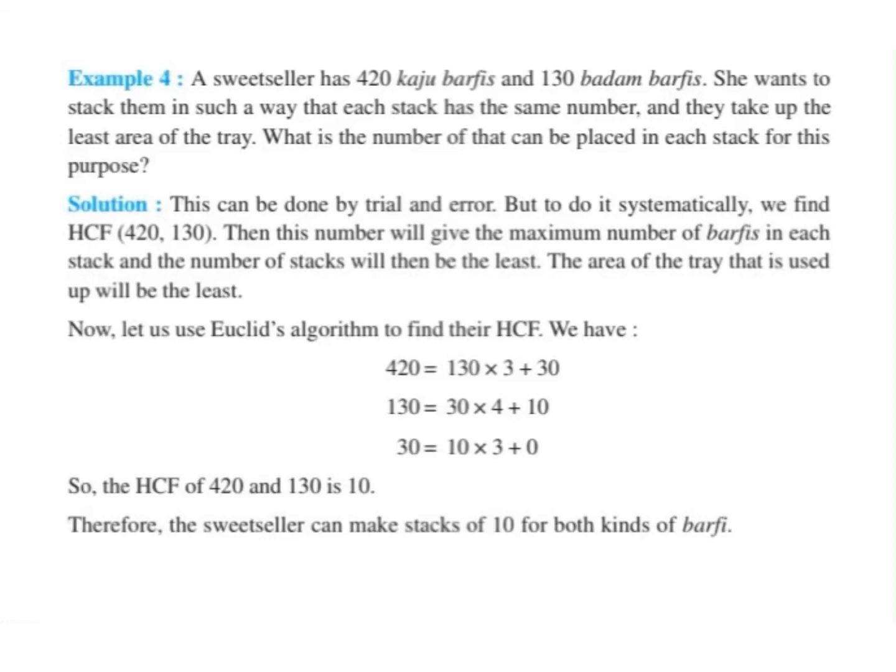Now divide 30 by 10, we'll get 30 is equal to 10 into 3 plus 0. So here remainder is 0 and the last divisor is 10. So the HCF of 420 and 130 is 10. So these are the examples of application of Euclid's algorithm, that is, to find GCD. Now we'll continue the other topics in the next lecture.